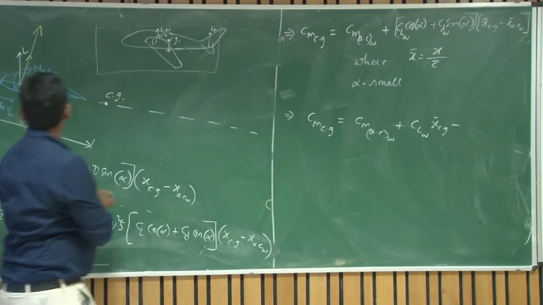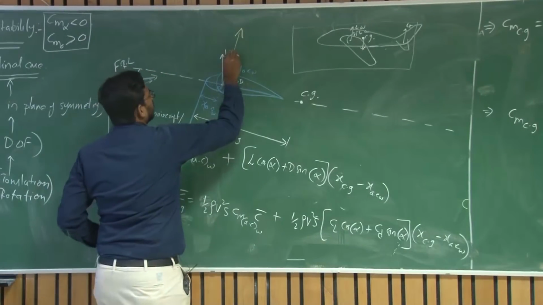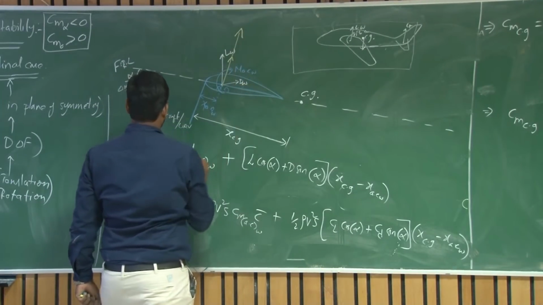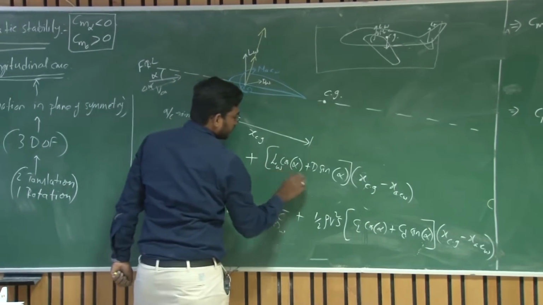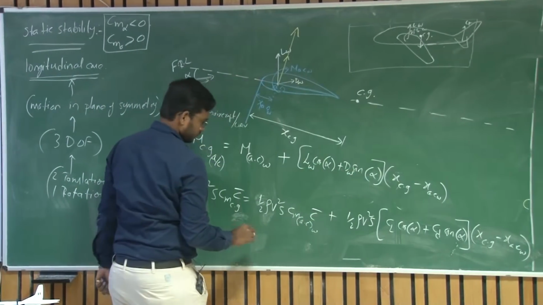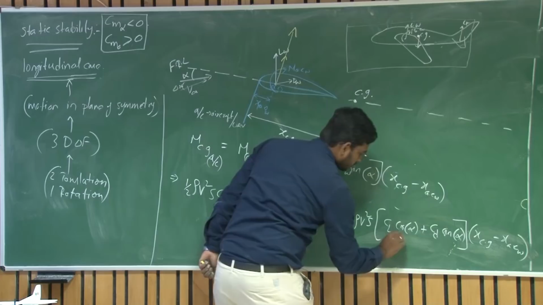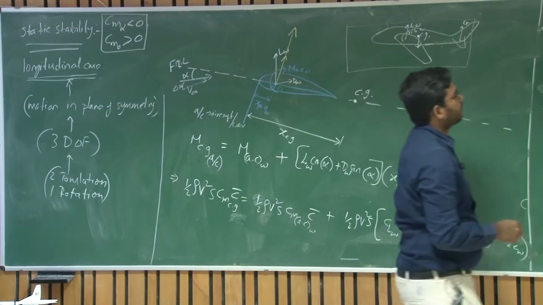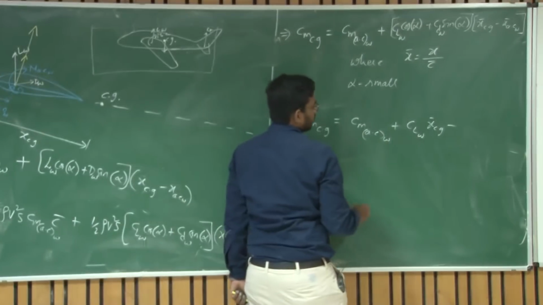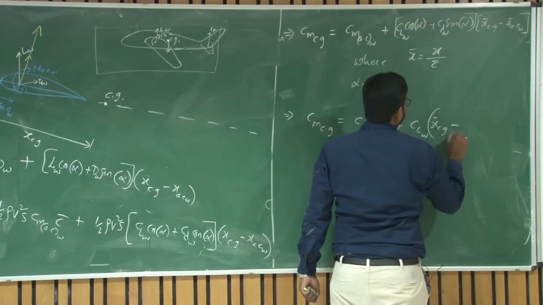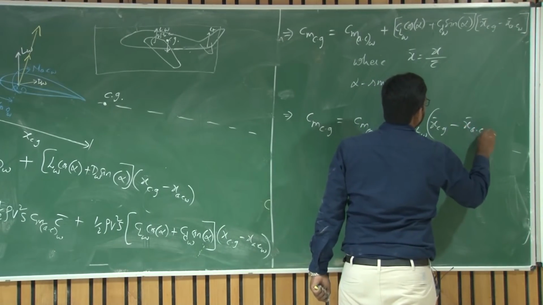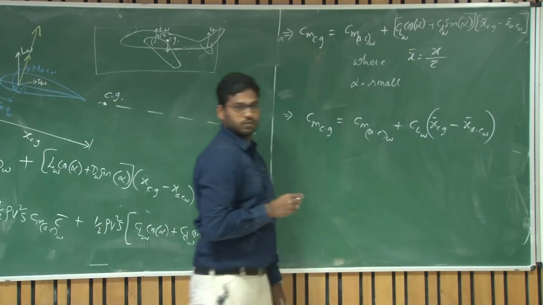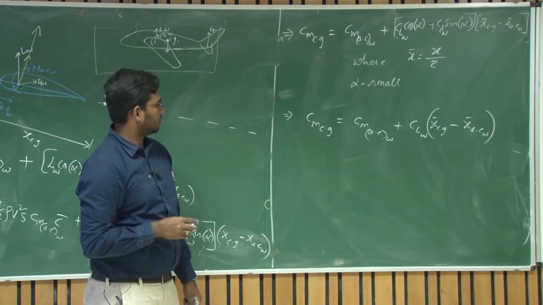x bar AC of wing. I'm sorry, I forgot to mention this: this is CL of wing and CD of wing. So x bar CG minus x bar AC of wing, right?